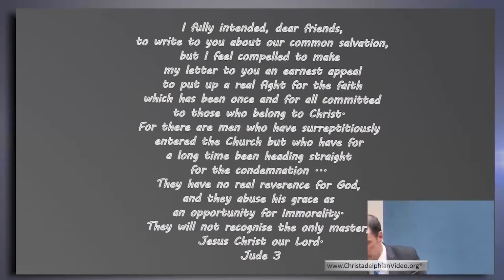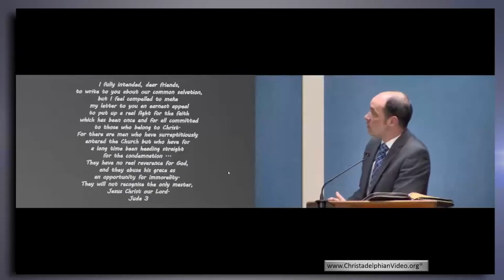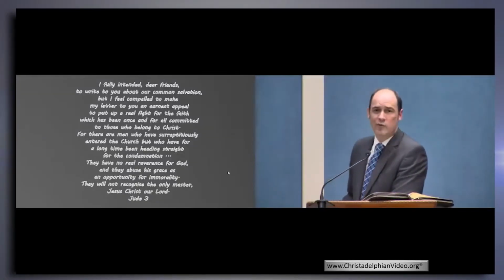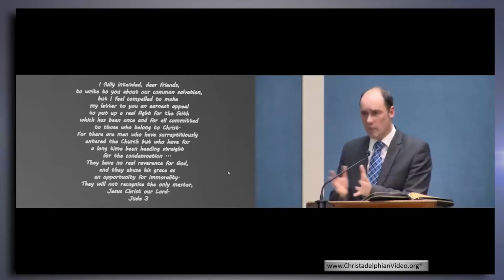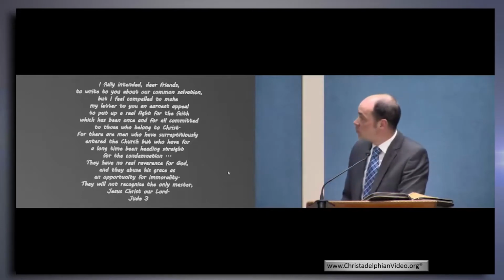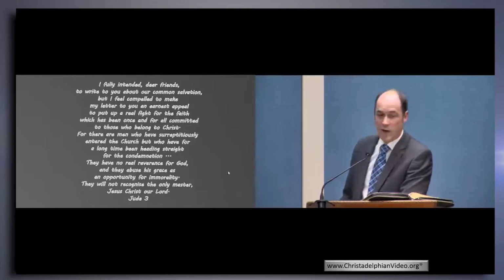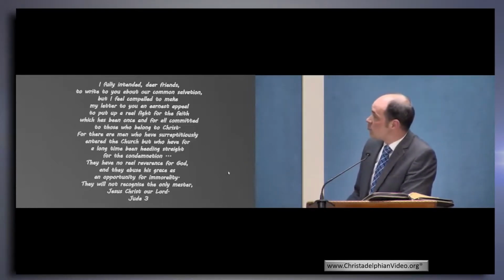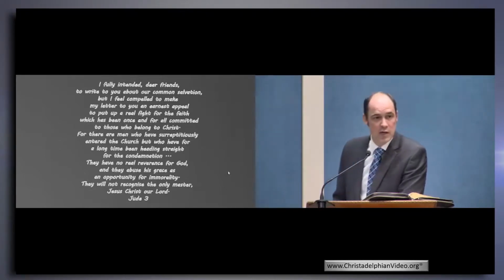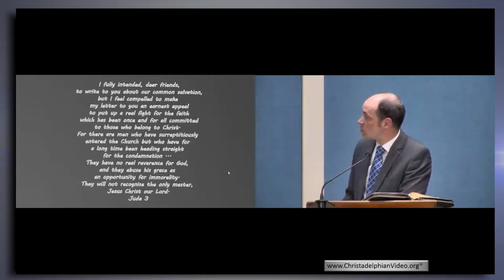Because what we're called to do, and I take from a different translation, where Jude says that he'd fully intended to write a letter about the common salvation. What Jude would have loved to have done is written to people about how wonderful the salvation we have is and how it reaches out to all, but I feel compelled to make my letter to you an earnest appeal to put up a real fight for the faith, or as another translation says, to earnestly contend for the faith that is once and for all committed to those who belong to Christ. Another translation says, to those of past times.